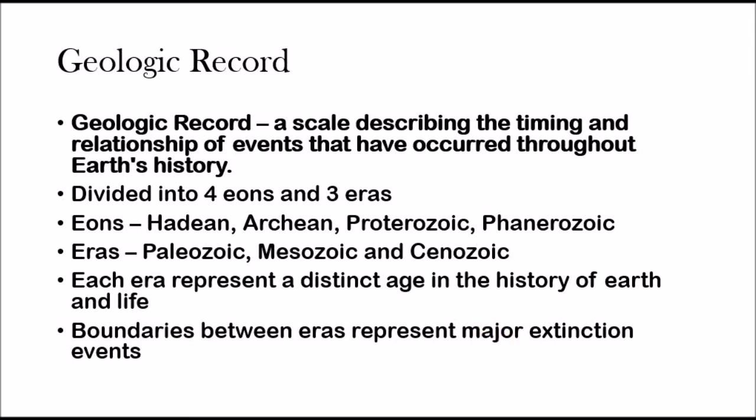Okay, the geological record is a scale describing the time and relationship of events that have occurred throughout Earth's history. Basically, this is how scientists talk about the history of the Earth as well as the history of life. So it's divided into 4 eons and 3 eras. The 4 eons are the Hadean, the Archean, the Proterozoic, and the Phanerozoic eons, and the eras are Paleozoic, Mesozoic, and Cenozoic. You don't need to know these for AP biology, we just kind of threw it in here. Just know that it's divided into 4 eons and 3 eras. Each era represents a distinct age in the history of Earth as well as life, and the boundaries between these eras, for example, the boundary between the Paleozoic era and the Mesozoic era, each represent a major extinction event.